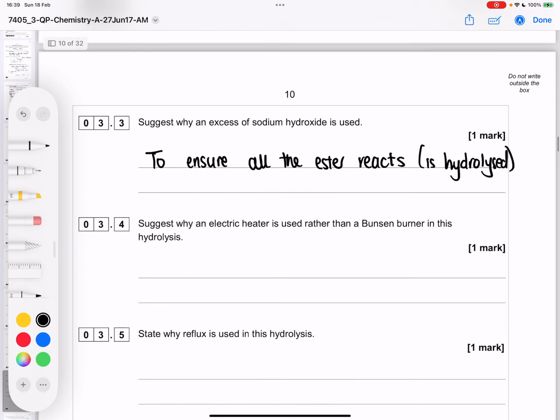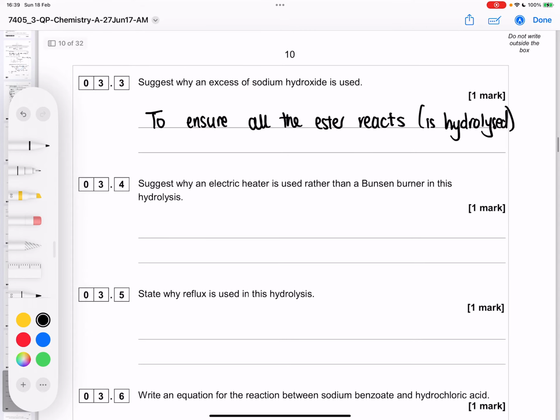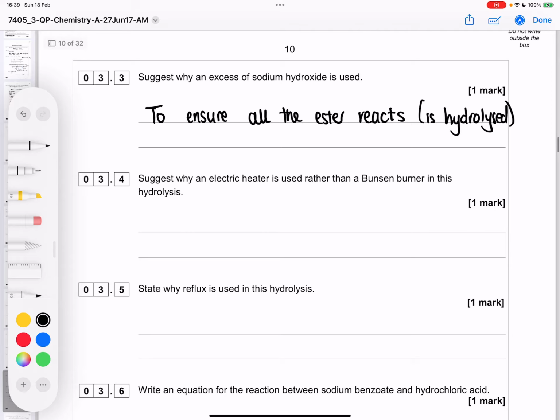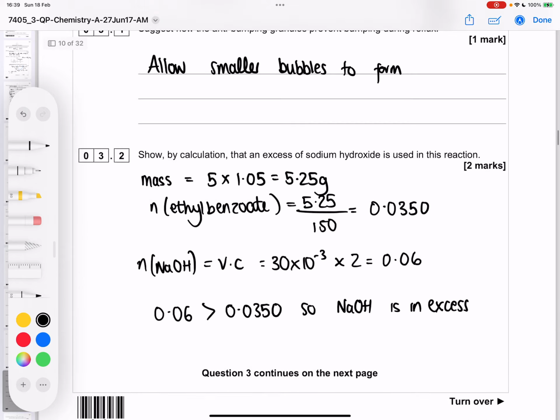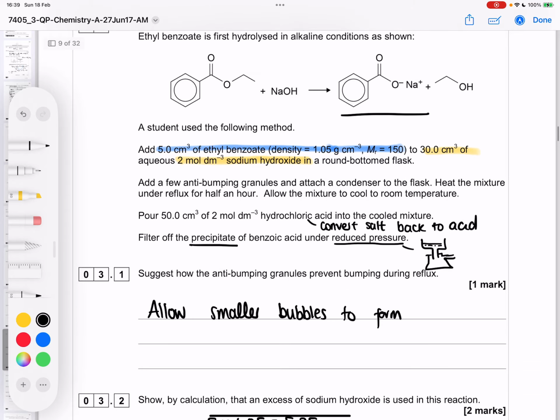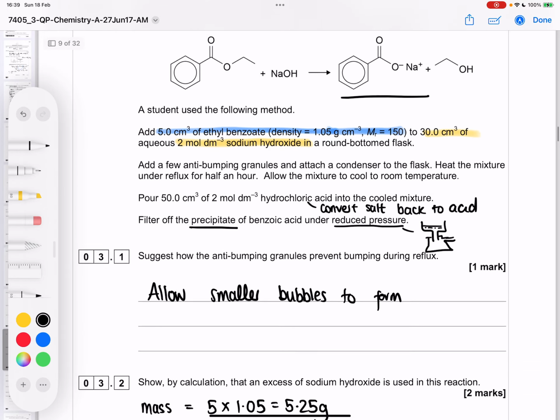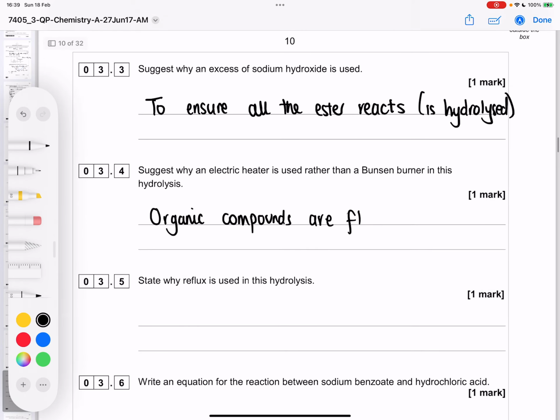Suggest why an electric heater is used rather than a Bunsen burner. Well, because most organic things are flammable, so it's likely that the ester in this case, or did it mention any other organics? The ethanol that we produce at the end are flammable. We wouldn't want to use a naked flame.